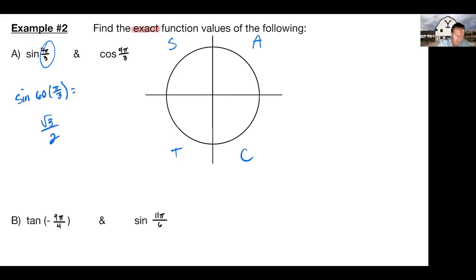Hopefully you said root 3 over 2. I'm done. All I have to figure out is whether or not it's positive or negative. And that's where this 4 is going to come into play, because I actually have this 4 times.